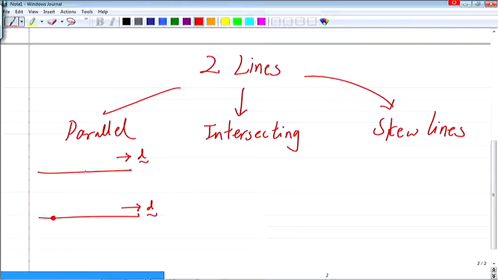Right, I can only ask you one thing if they are parallel: to find the distance between these two parallel lines. When the two lines are parallel, I cannot ask you a lot of things. I can only ask you for distance. So first I can ask you to establish that these two lines are parallel, then find the distance between the two parallel lines.